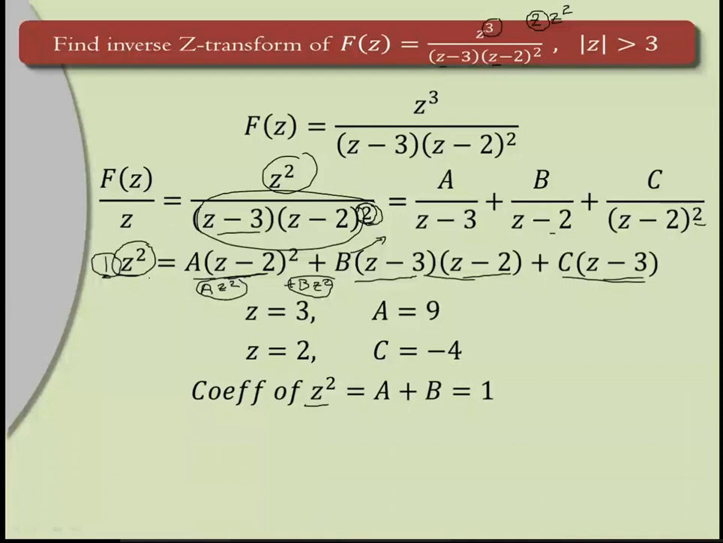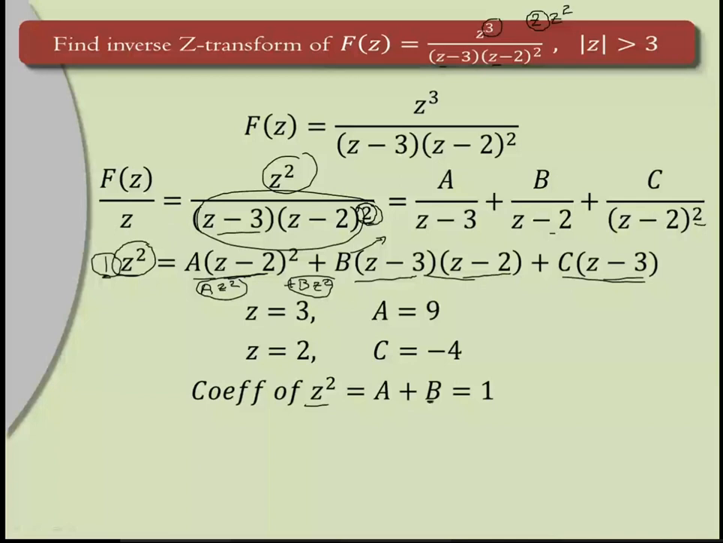And on this side, the constant term is 0. So you can compare the constant term, the coefficient of z square, or the coefficient of z. Any term you can compare to get the third value. We want b, so you can compare any of the terms.